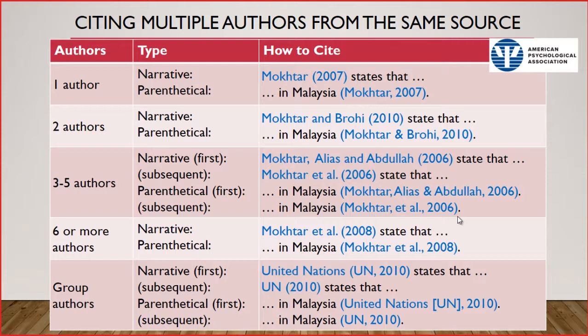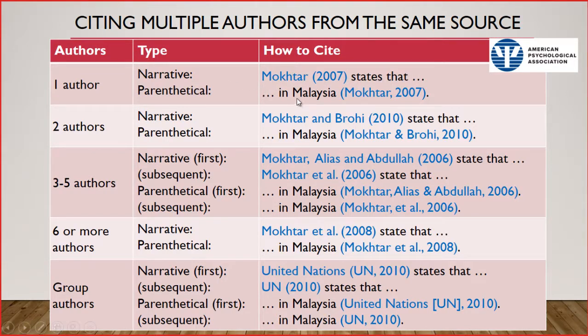Okay, for example, you have the first one. There is one author. You have narrative and parenthetical. This is the narrative. This is the parenthetical. This is an example. For example, here in the narrative, like Mohta 2007 states. Why states? Because Mohta is one person. So this is singular. States that. So this is in narrative.